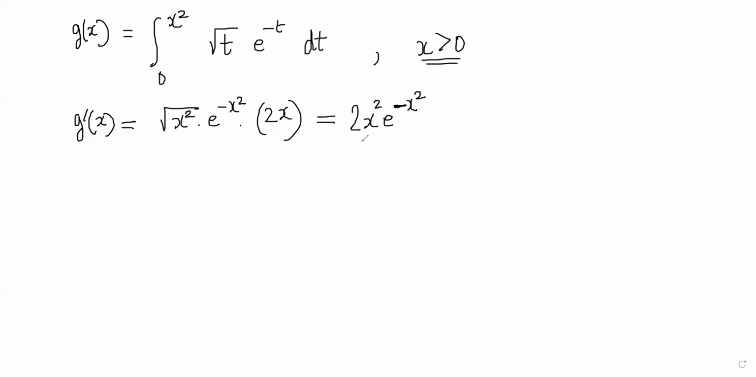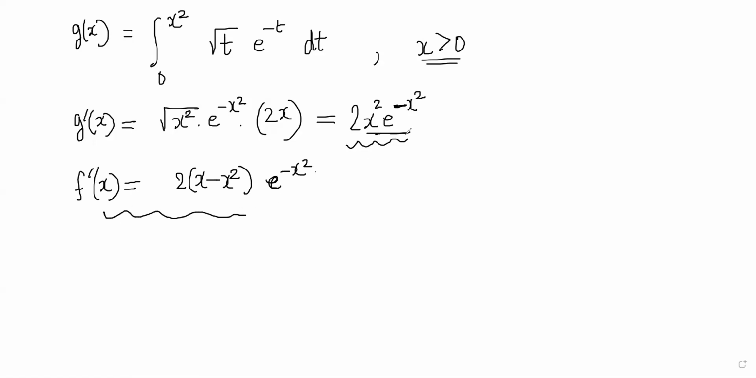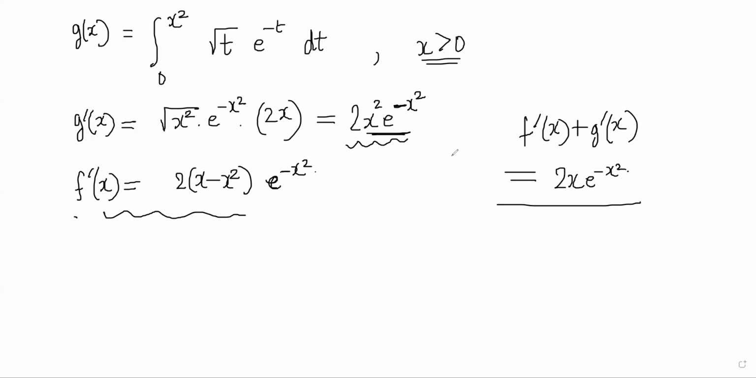Correct. Now, if you look at your f'(x), what was it? f'(x) was (2x - x²)e^(-x²), and g'(x) is coming as this. So you can see that f'(x) + g'(x), if you notice here, the 2x²e^(-x²) will get cancelled, and you will end up with 2x e^(-x²), right? If you add the two derivatives, this is what you get for f'(x) + g'(x).